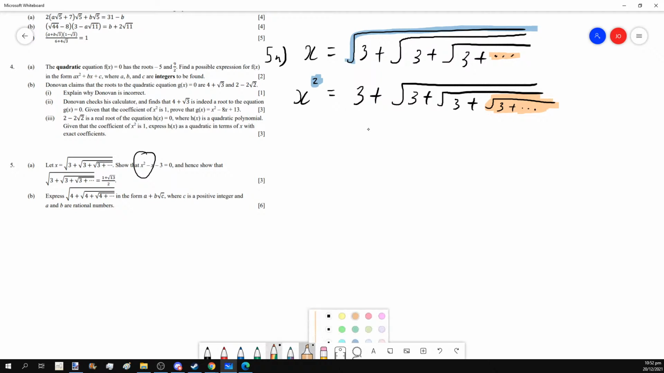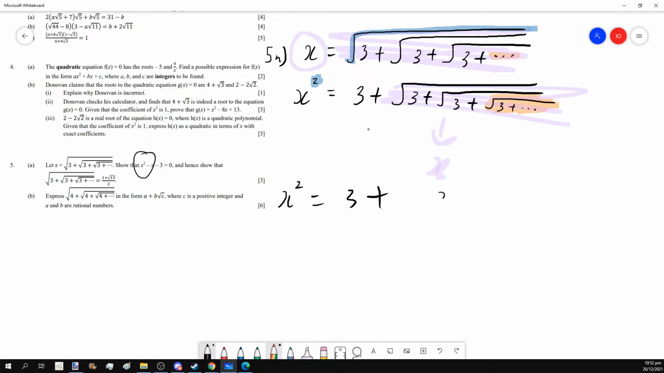But if we're talking about appearance, then do you realize that we've already seen this guy? Isn't he the same thing as what we started with, which is x? So why don't we just replace him with x? And therefore x squared equals 3 plus x. Isn't this magical? From here, we can simply move everything to the left hand side. x squared minus x minus 3 equals 0, which is what we wanted to show in the first place, QED.